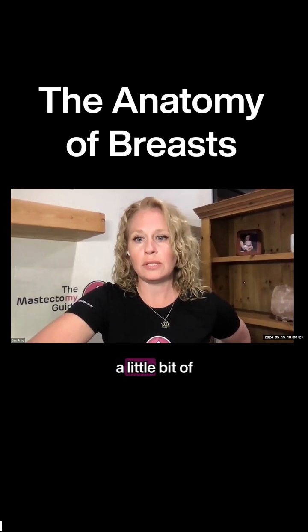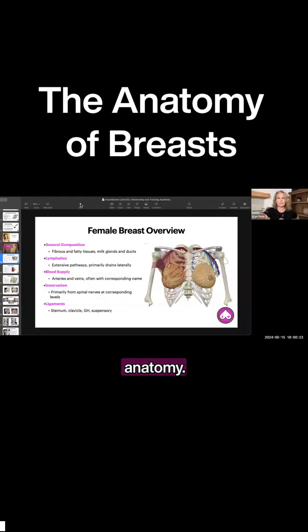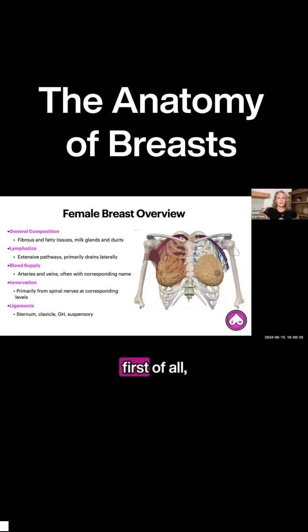So let's go into a little bit of anatomy. First of all, when we're thinking about the general composition, it is fibrous and fatty tissues, milk glands, and ducts. That's sort of the big kahunas of the breast. No pun intended there. But it's a variety of soft tissues.